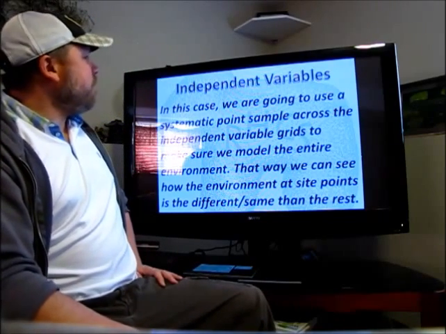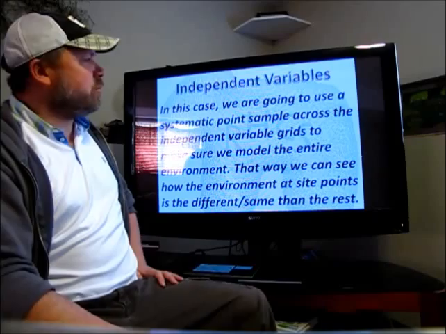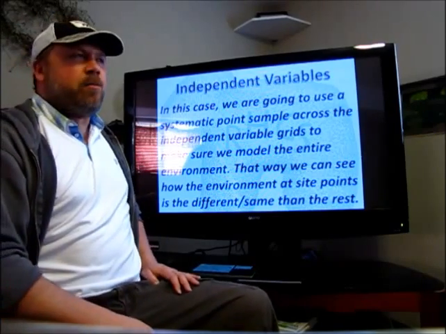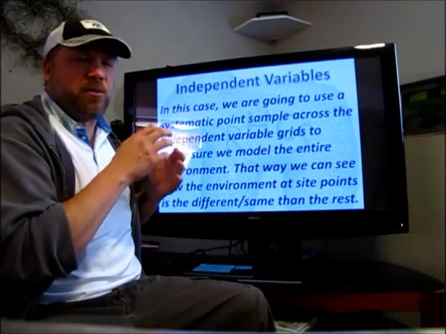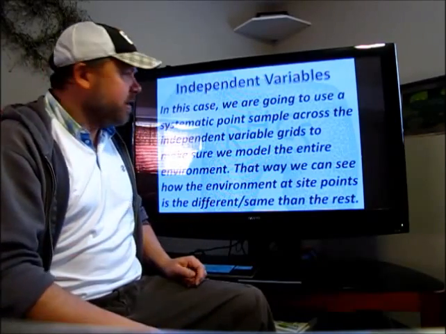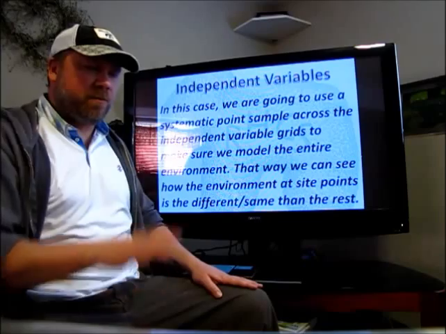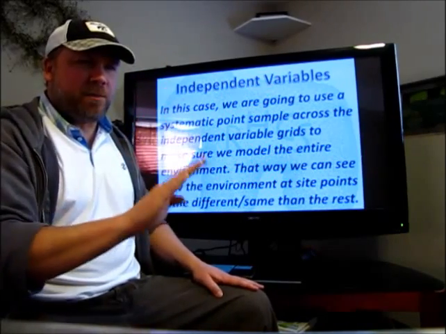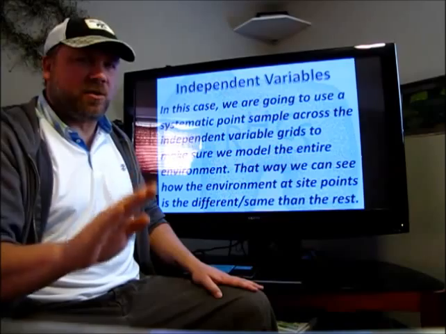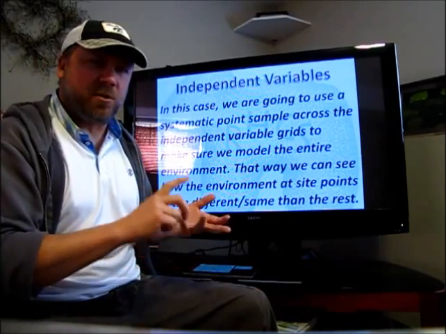So again, we're using continuous variables, and we want to be able to extract out the background to compare that with the known site points. And in order to do that, we're going to use a systematic sample across the watershed to pick up the variability that's going on in terms of those three variables: distance to water, slope, relief.